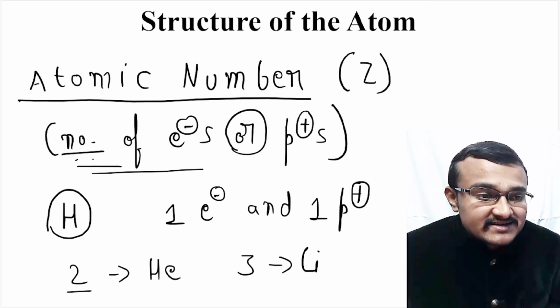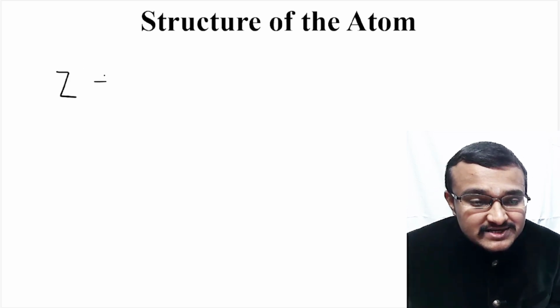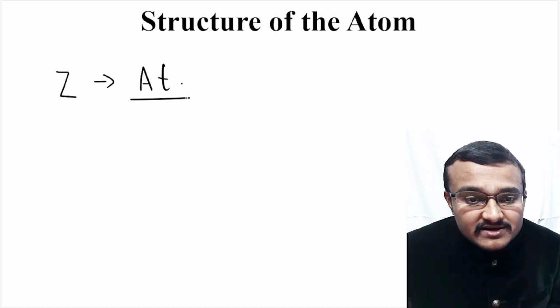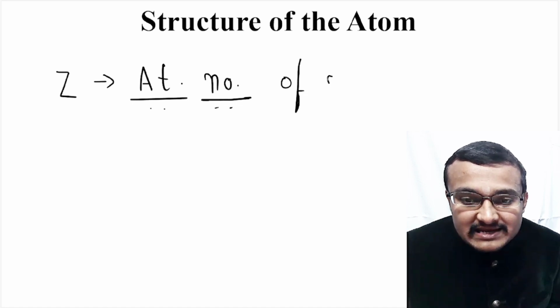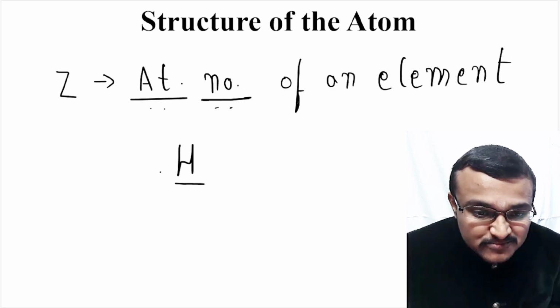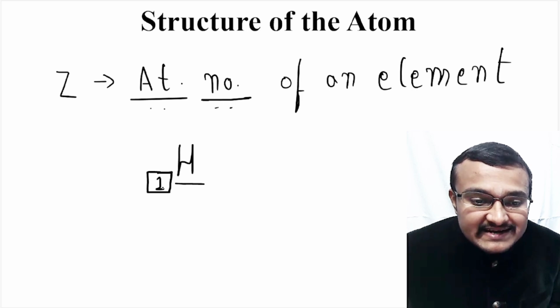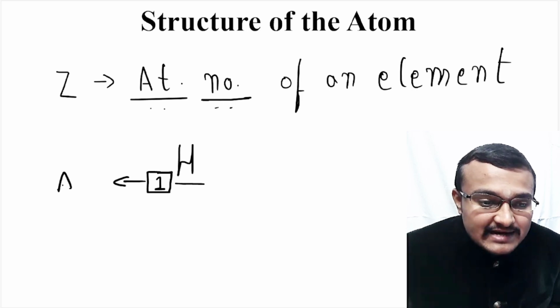So what do you mean by Z? Z is the atomic number of a particular atom. So I'll just write atomic number of an element. If I write an element, let's say hydrogen, and at this particular position I write a number, then that represents the atomic number of that element.